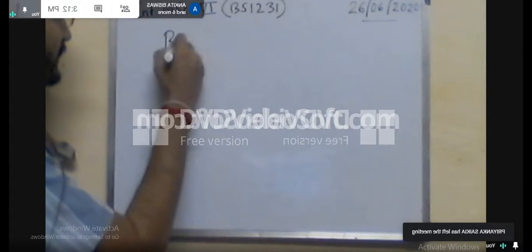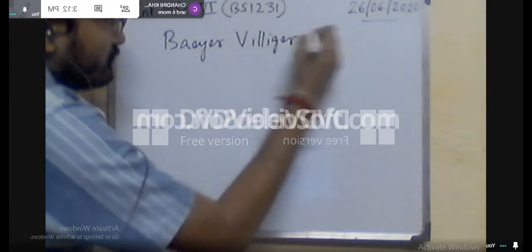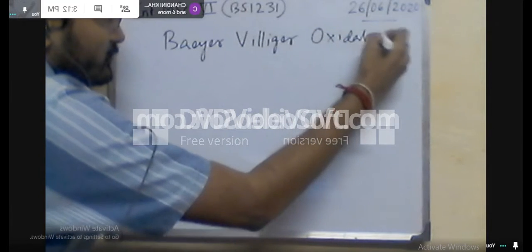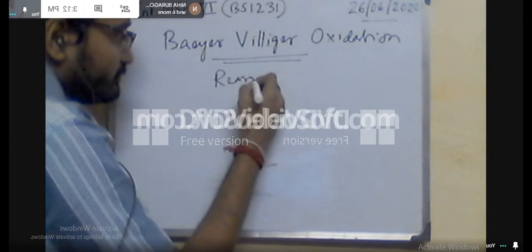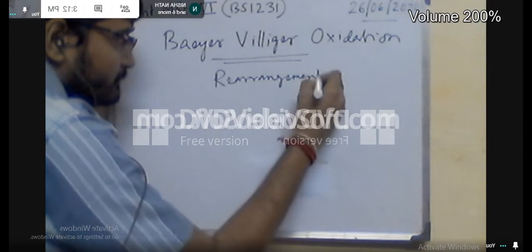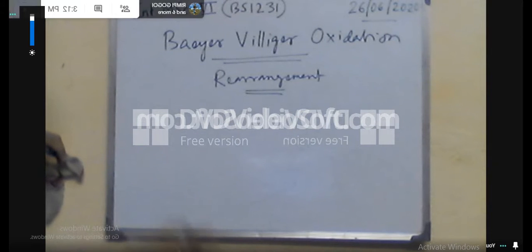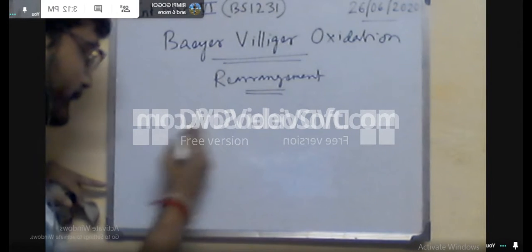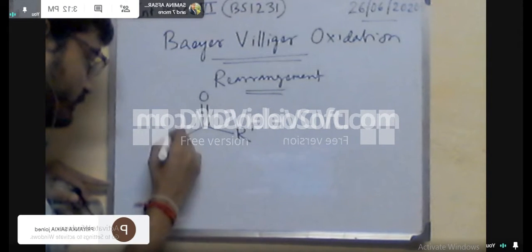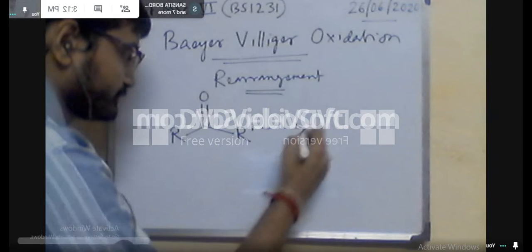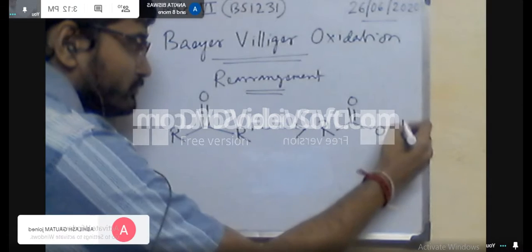In Baeyer-Villiger oxidation, this is an example of the rearrangement. In this process, basically the aim of the reaction is to convert the carbonyl residue or the carbonyl group to the ester.